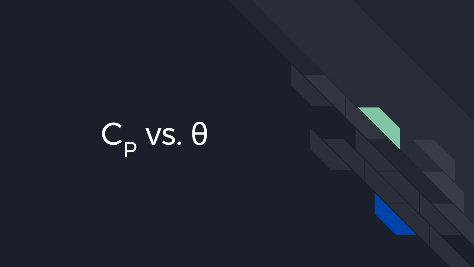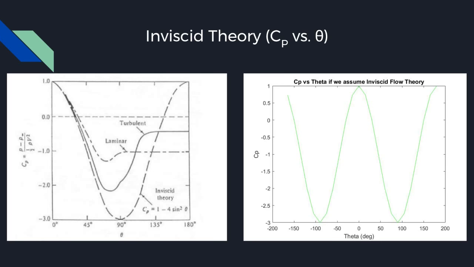So, coefficient of pressure versus theta. So here is our theoretical charts of what coefficient of pressure should look like versus theta. You can see on the right, this is if we assume inviscid flow theory is true, we can see that the coefficient of pressure starts at 1 at 0 degrees, and as it works its way around to the backside of the cylinder, it goes down and then comes back up to 1. And you can see this on the left graph too, which also has turbulent laminar theoretical CPs versus theta.